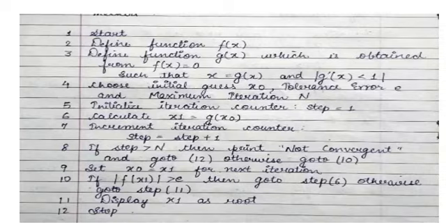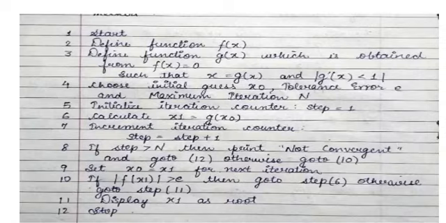Initialize iteration counter step equals 1. Calculate x1 equals g of x0. Seventh step is to increment the iteration counter to step plus 1. If step is greater than n, then print not convergent and go to 12. Otherwise, go to 10. Set x0 equals x1 for the next iteration.